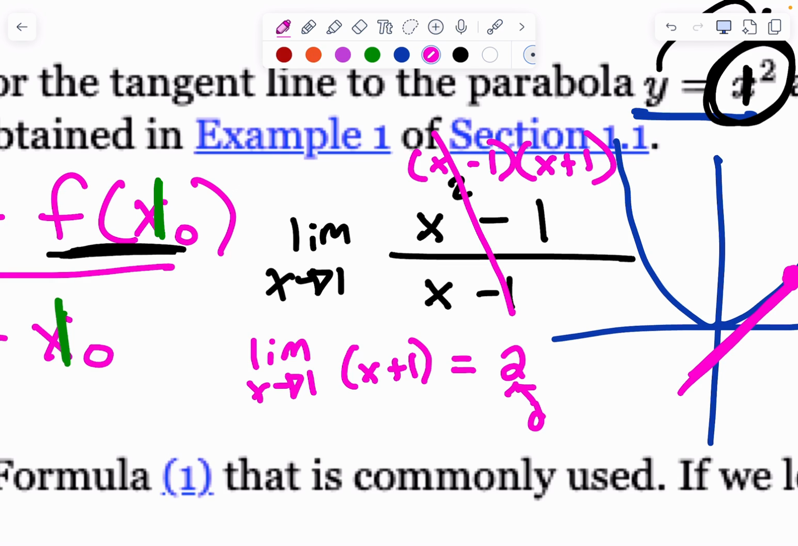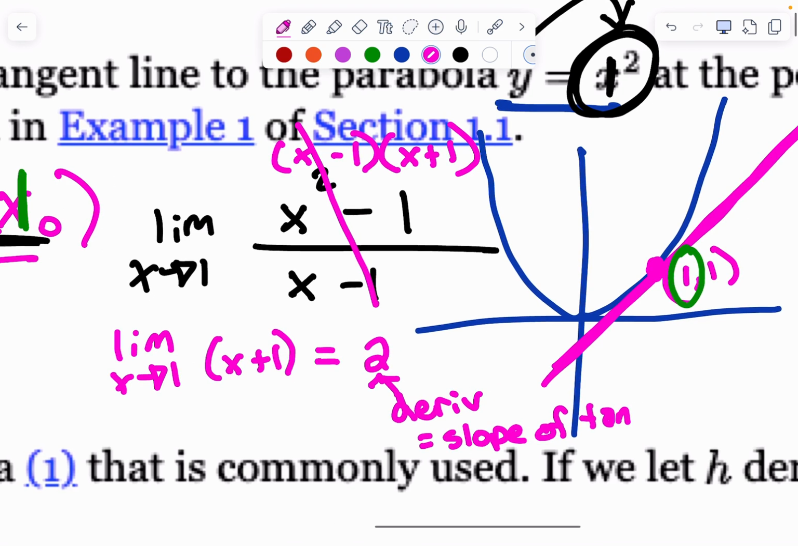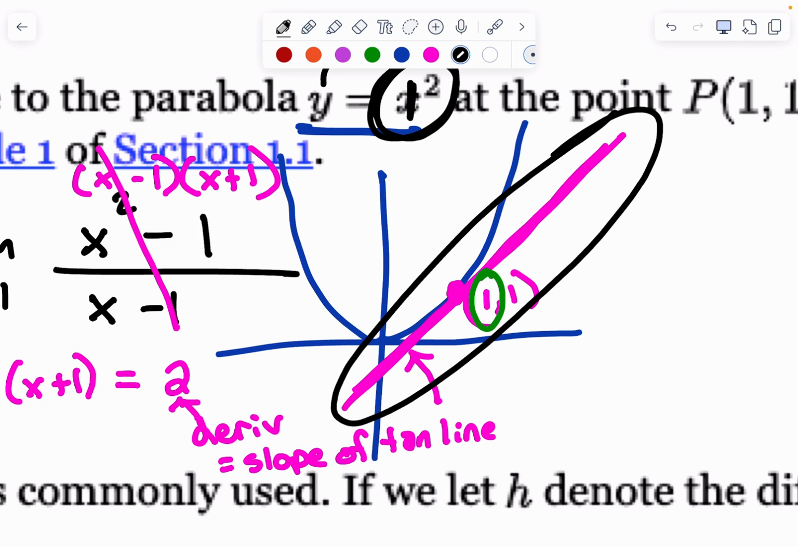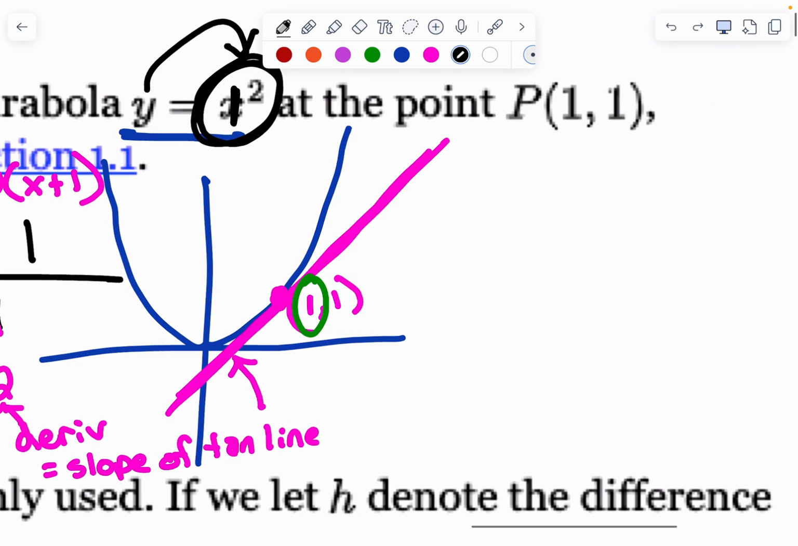So we just found the limit, which is another name for the derivative. What does a derivative mean? The slope of this tangent line that I have right here. If you're a little lost, it's okay, we're going to get there. So we just found that the slope of this line is 2. I want to know the equation of that line.